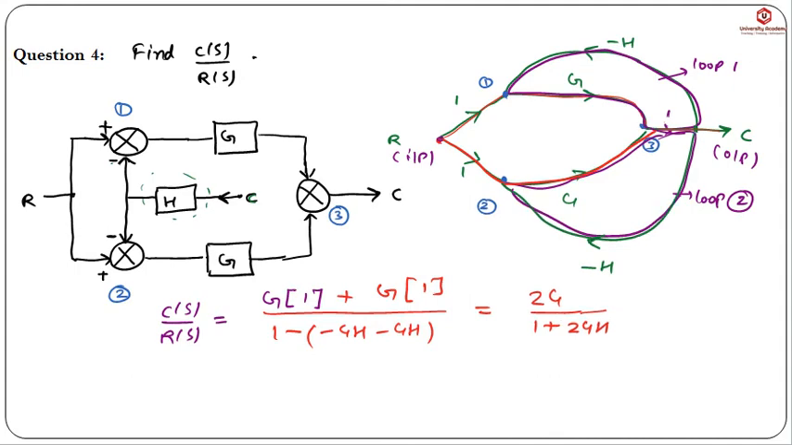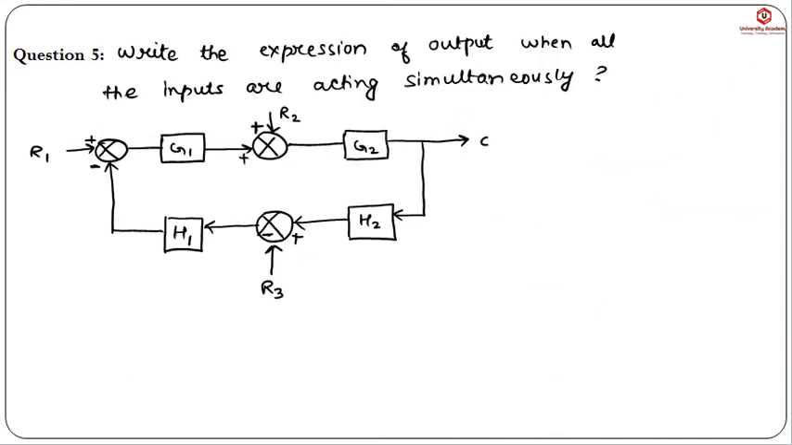Now let us see the next question. The question is, write the expression of the output when all the inputs are acting simultaneously. So here we are given a block diagram and in this block diagram we have three inputs, that is R1, R2 and R3, and the output is only 1. So I told you in the limitations of the transfer function that if there is a multiple input system, then in order to write the transfer function we have to consider one input at a time.